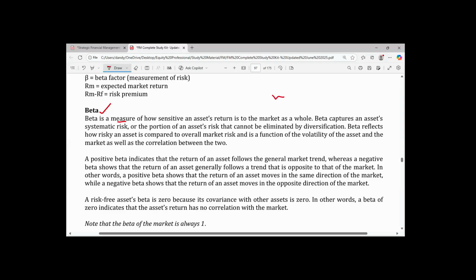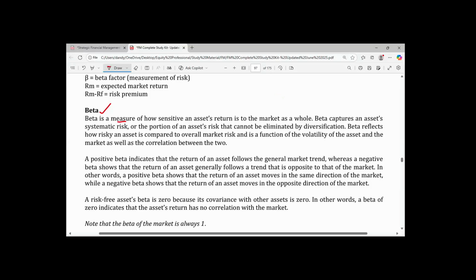that of the market. And then the zero beta indicates that there is no relationship between the asset return and that of the market as a whole. There is no relationship between the asset return and that of the market. That is zero beta. And we said that the beta of the market is always 1, all right?